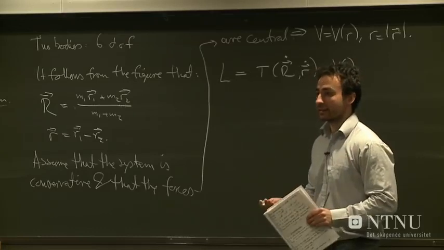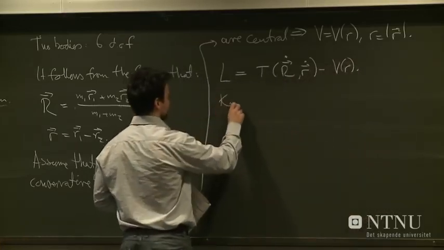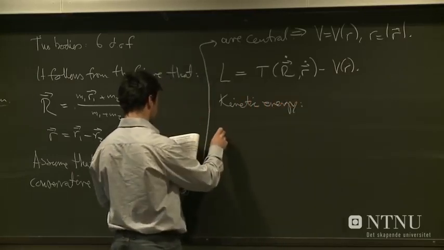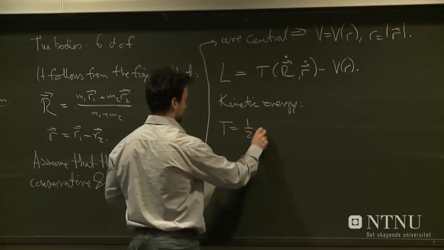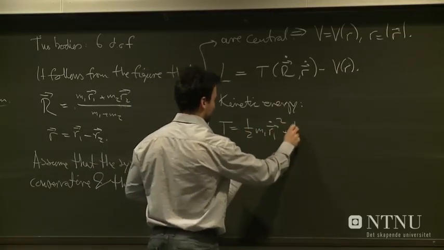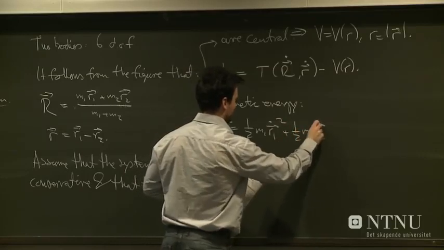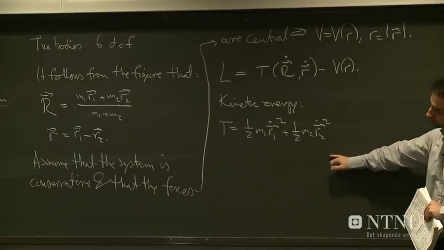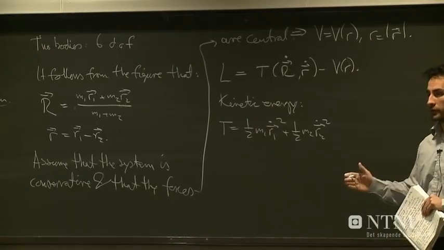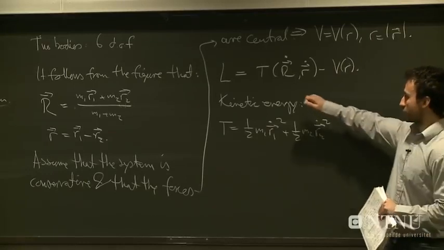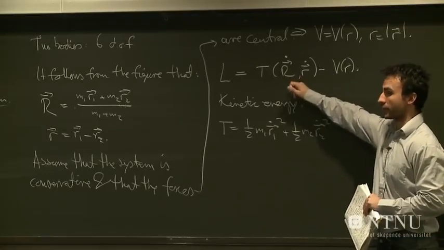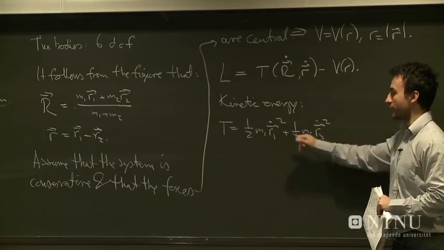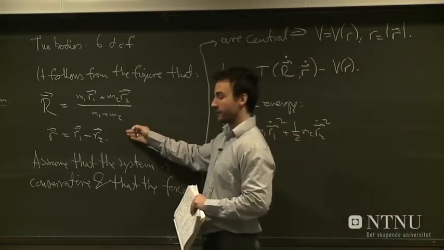Okay, so let's have a look at the kinetic energy first. Well, this is the fundamental expression. And here I used r1 and r2. But since I would like to express the kinetic energy in terms of the center of mass coordinate and the relative position vector, I have to transform this to our new coordinates here somehow.